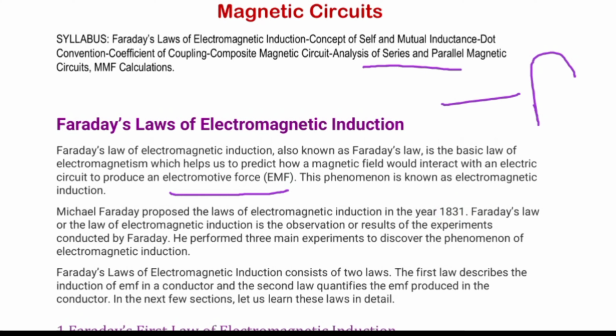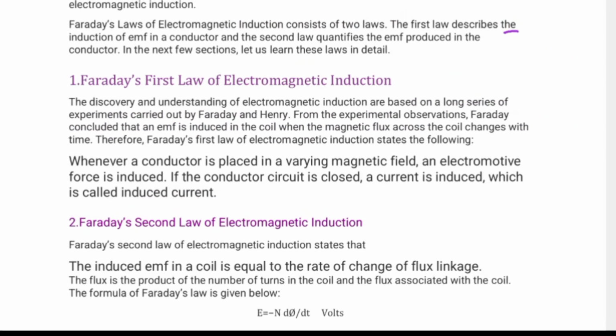Basically, Faraday's laws are of two types. One is how an EMF is generated, and the other is what is the magnitude of the EMF generated. The first law explains how the EMF is generated, and the second law explains what the magnitude is. The first law, Faraday's first law of electromagnetic induction, let us go for that.